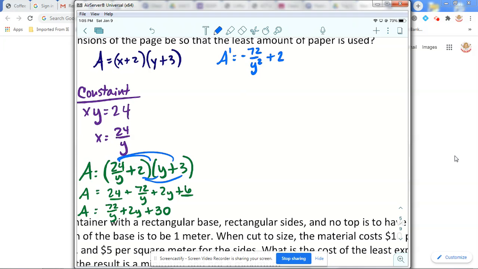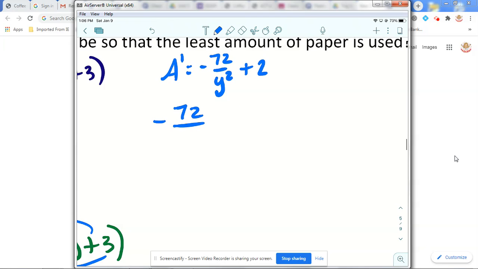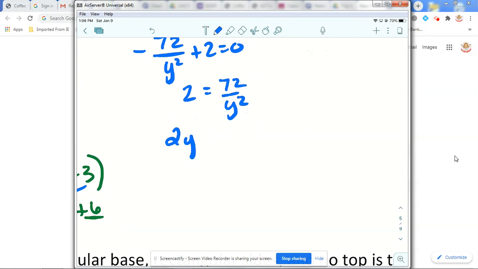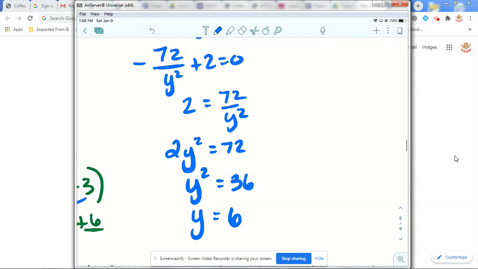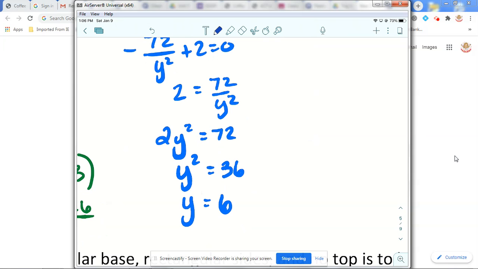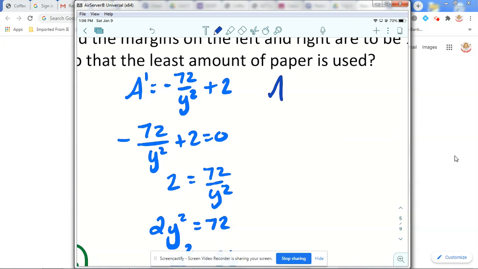Then we want to find the critical numbers. So we'll set this equal to 0. So we're going to get that y is 6. And then just to make sure that this is going to be a minimum, not a maximum, let's do the second derivative real quick.